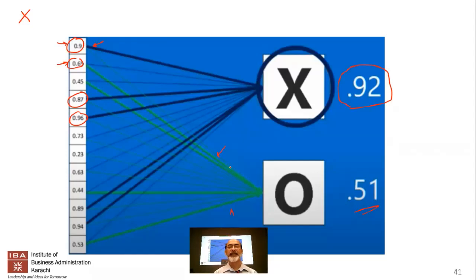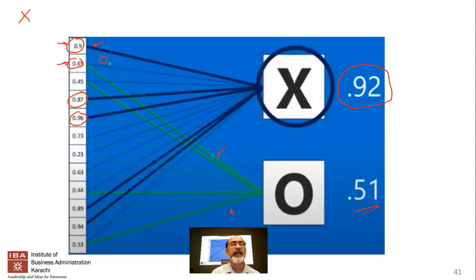So when the numbers associated with these green lines are strong, it will say this is an O, more likely an O. When the numbers associated with those black lines are strong, it will say this is an X. Okay. Just a question. For example, the first, this 0.9, will it also be connected to 0? Yes, yes. So you can see there's a very light line over here.